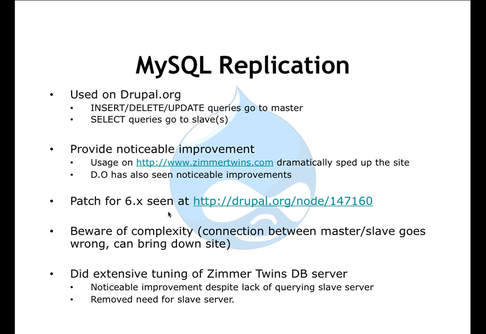But you have to beware of any complexity, because if anything happens between the connection of your master and slave, it could bring the site down, or your data could get corrupted, and again, it could bring the site down. And if you tune your servers correctly, you might not even need those slave servers. So when we were starting to get these sorts of corruption issues between our master and slave servers, I went back and did extensive tuning on the database server. And I found noticeable improvements despite not using the slave server. So we got rid of it, and we got better performance, all for the price of one box as opposed to two.